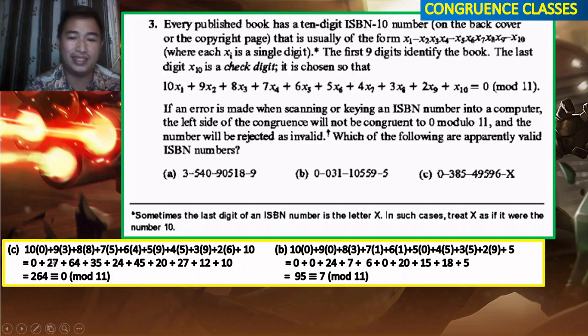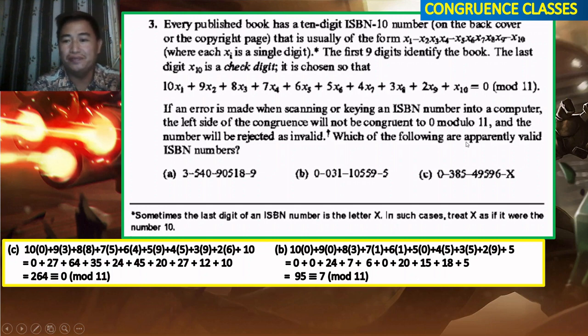Let's start with C. 10 times the first digit, which is 0, 9 times 3, 8 times 8, 7 times 5, 6 times 4. We just substitute into the formula, with the multipliers decreasing from 10 to 1 across the digits.